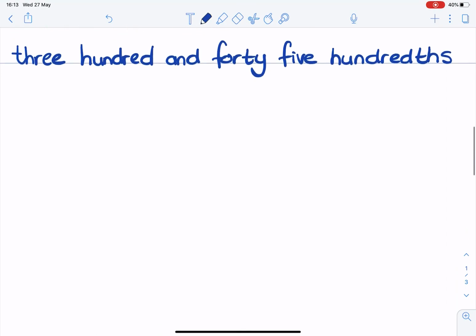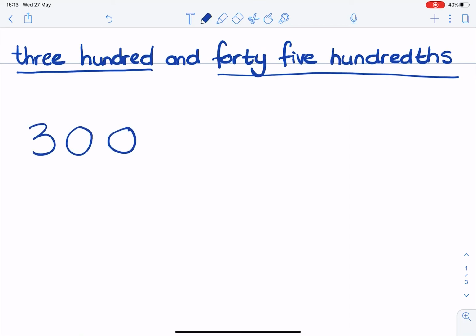Let's look at this number here. And we want to write it as a number. 300 and 45 hundredths. Well, those are our whole numbers. Those are our decimals. So if we've got 300, and you are welcome to use columns if they help you, plus 45 hundredths.